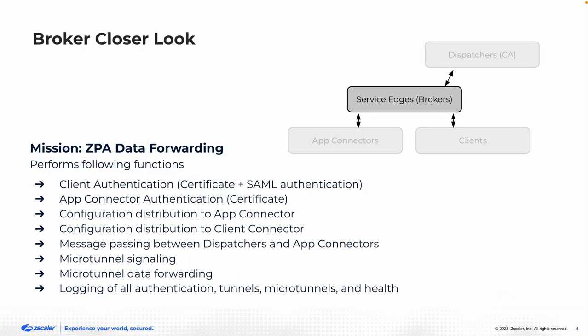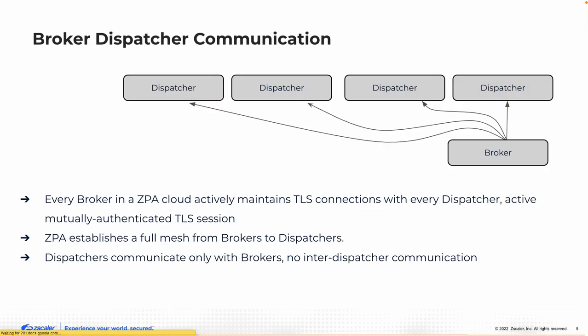Service Edge or broker is the data forwarding node for the ZPA system that performs client authentication, connector authentication, configuration distribution to app connectors and client connector, message passing between dispatchers and connectors, microtunnel signaling, microtunnel data forwarding, and logging for all authentication, tunnels, microtunnels, and health. Service Edge talks to dispatcher to understand where the applications exist. No traffic flows through dispatchers. They are only used for signaling.